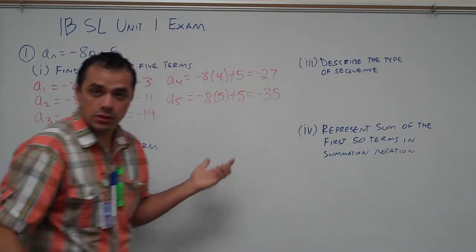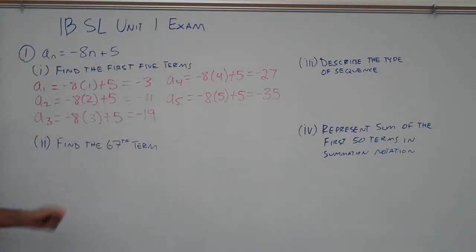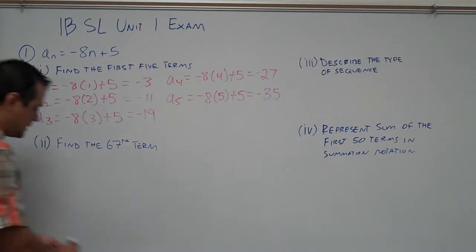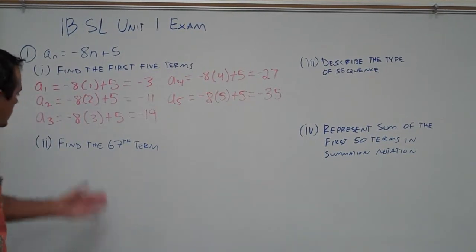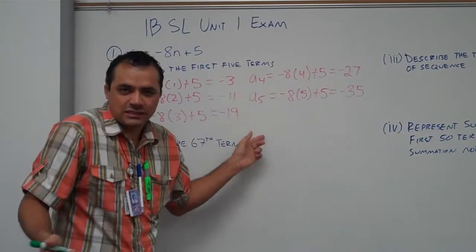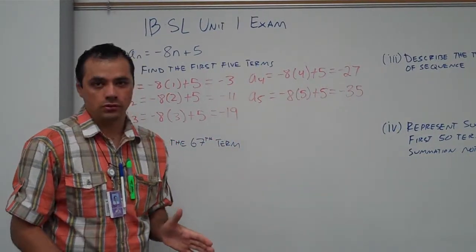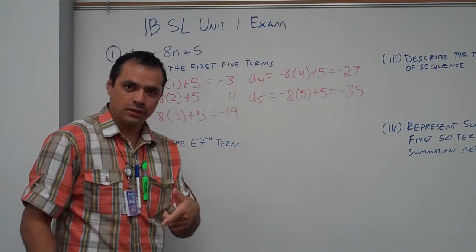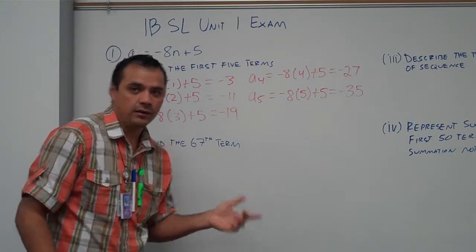This is one of the ways you could do it, and there's the first part. The second part says, find the 67th term. Well, this is as complex as it sounds. You're like, 67 terms? You want me to do this 67 times? No, we don't want you to do that. Could you do that? You could. Is that the best way to do it? Probably not. Let me show you.